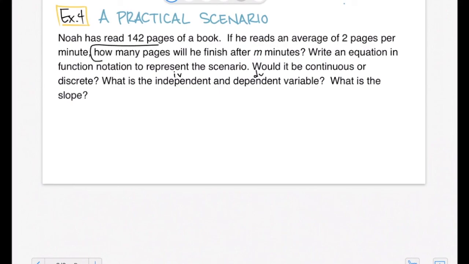So notice right here, this is the part that was the scenario. And it says, how many pages will he finish after m minutes? So your 2 variables are the number of pages and the number of minutes. So now you want to ask yourself, do the minutes depend on the pages, or do the pages depend on the minutes? And hopefully you're thinking the pages that Noah reads depends on how much time has passed. So here is our independent variable, and here is our dependent variable.